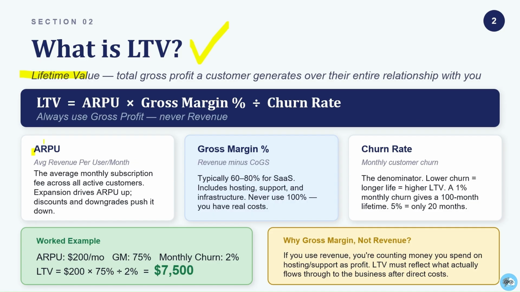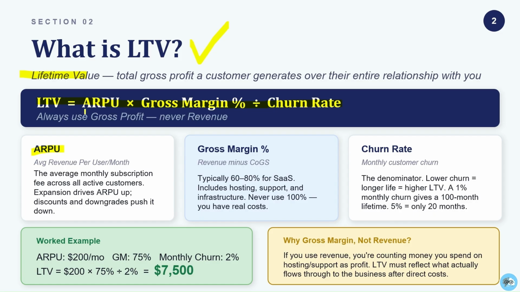So first of all, we have ARPU, which is average revenue per user per month. So it shows us the average monthly subscription fee across all active customers. Then we have gross margin. Gross margin is revenue minus COGS. For SaaS companies, it is typically 60 to 80%. Then we have churn rate, which we have already discussed in our previous videos. So now let's look at the formula. LTV is equal to ARPU times gross margin percentage divided by churn rate.